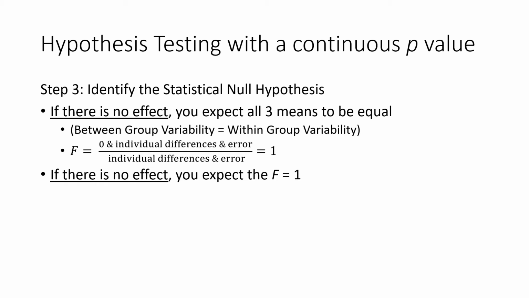Again, if the null is true, you expect to get an F value close to 1. If you get something far from 1, you're going to get a small p-value, and that's going to be evidence that the null hypothesis is probably not true, and that at least one of the treatment conditions is more effective or different than at least one of the others.